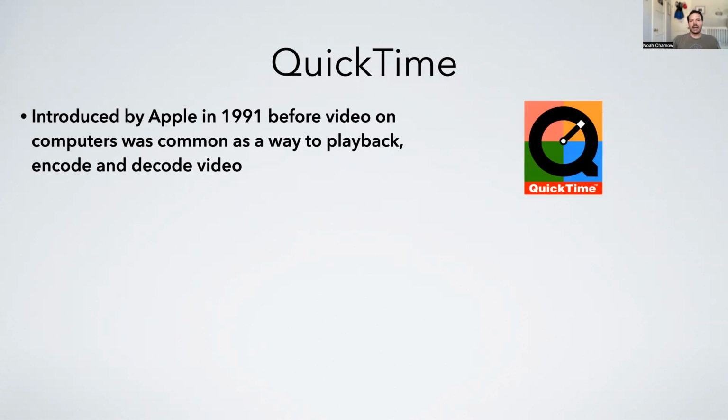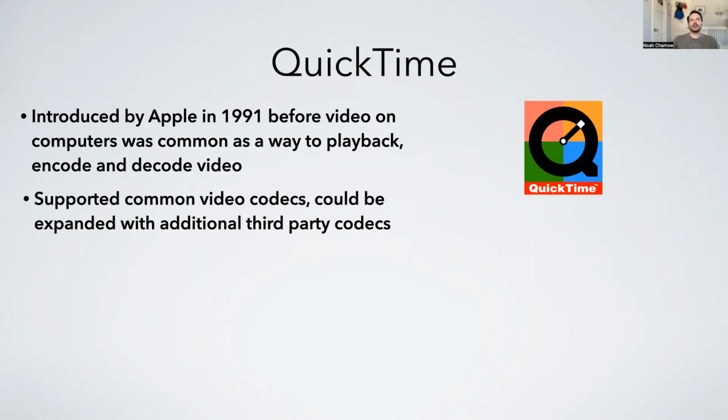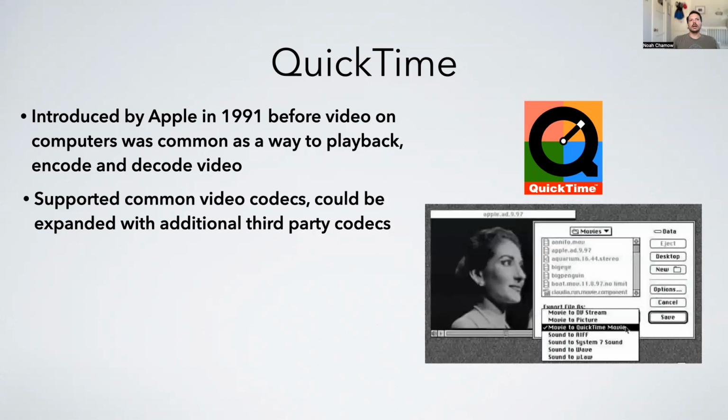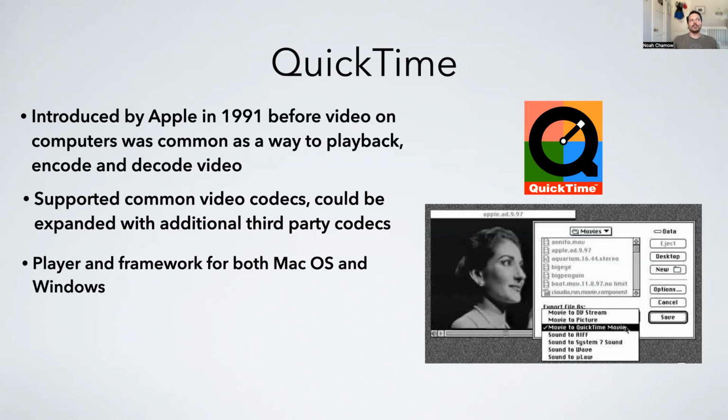And this was the icon, and it was particularly great because it supported common video codecs, but it could also be expanded with additional third-party codecs. This was the interface. Obviously, it looks pretty dated now. And not only did Apple release it as a player, but Apple also released a framework. So there was a player and a framework for both macOS and Windows. So you could play back video, but third parties could also build that video playback, encoding, and exporting into their software, and it could run on both macOS and Windows.